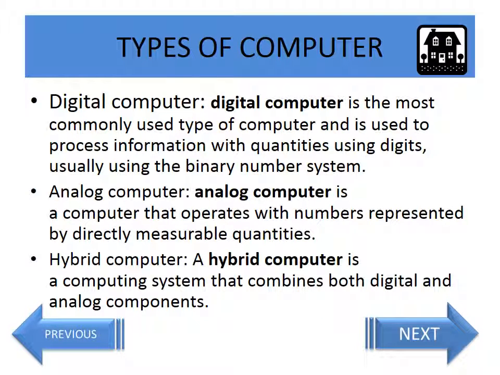Now, digital computer. The digital computer is the most commonly used type of computer, as I said before, and is used to process information with quantities using digits, usually using the binary number system, the 0s and 1s binary format.